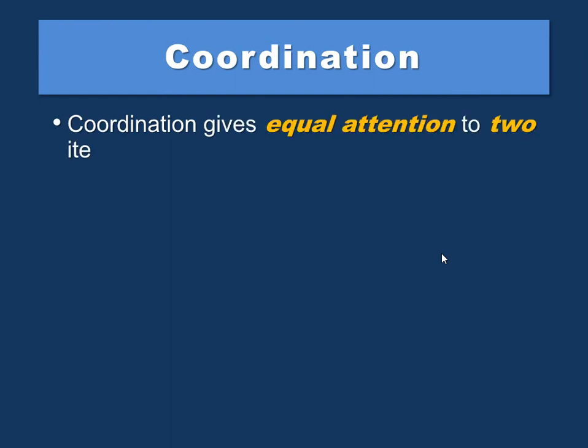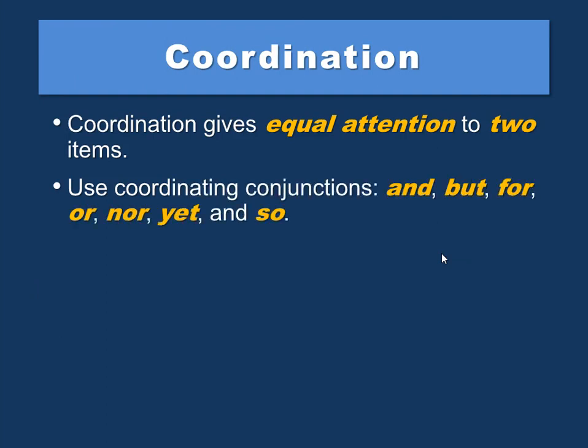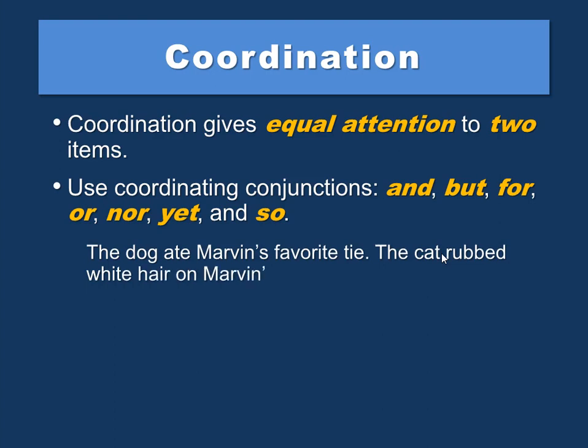Coordination gives equal attention to two items. Use coordinating conjunctions like and, but, for, or, nor, yet, so. For example, the dog ate Marvin's favorite tie. The cat rubbed white hair on Marvin's black suit.